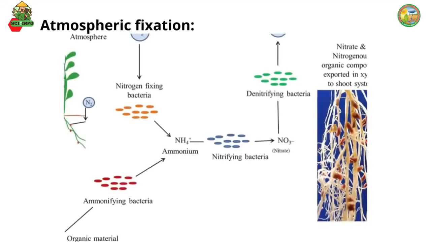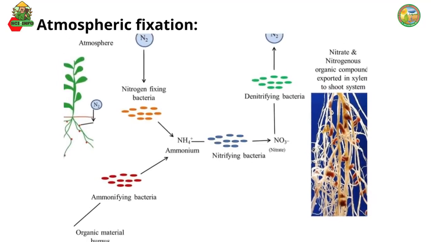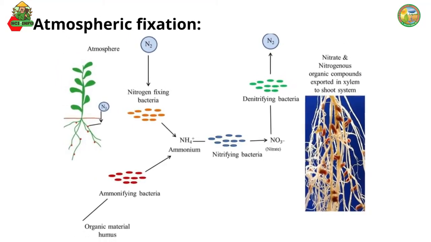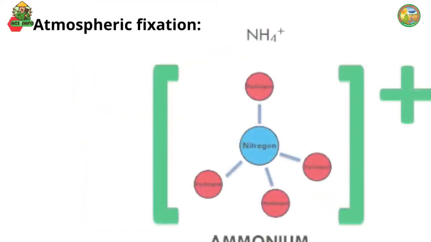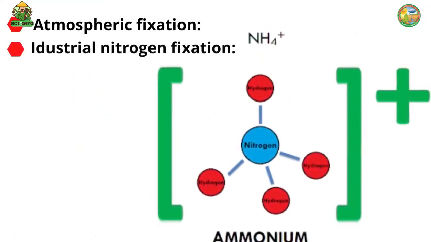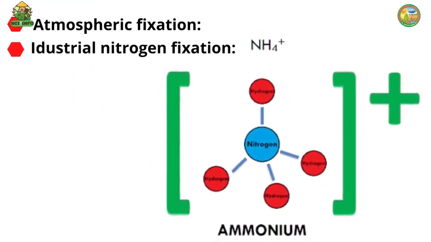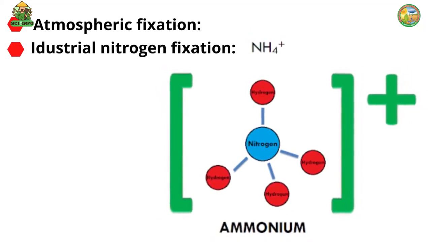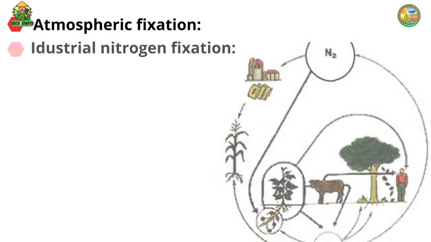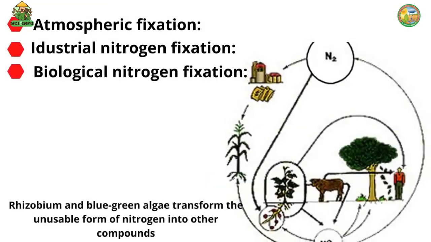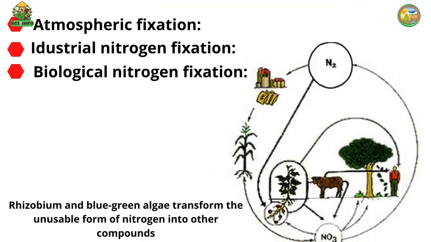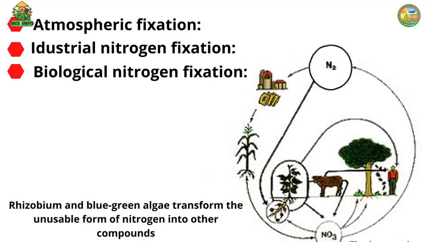Atmospheric fixation is a natural phenomenon where the energy of lightning breaks the nitrogen into nitrogen oxides, which are then used by plants. A man-made alternative that aids in nitrogen fixation is the use of ammonia. Ammonia is produced by the direct combination of nitrogen and hydrogen, and later, it is converted into various fertilizers such as urea. Bacteria like rhizobium and blue-green algae transform the unusable form of nitrogen into other compounds that are more readily usable. These nitrogen compounds get fixed in the soil by these microbes.